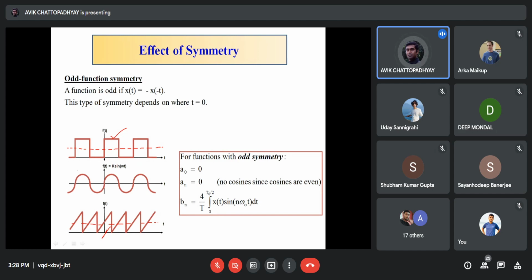Okay, so if this kind of signal is given, don't get confused. You just first find out the DC value and then subtract it. If you subtract it, the signal will become odd in nature, and then you just apply the property.